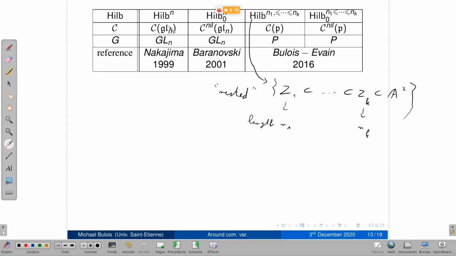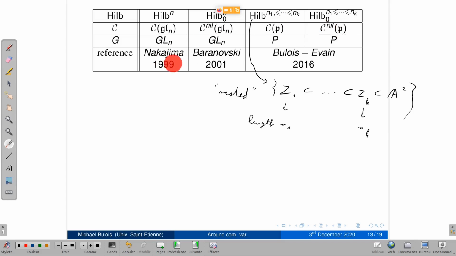And there is a relation between the Hilbert scheme and the commuting varieties. So here the classical Hilbert scheme is linked with the commuting varieties of matrices. When you ask for the local Hilbert scheme supported at 0, you get nilpotent elements. If you have the nested Hilbert scheme, you get the commuting variety of a parabolic. So here you can add nilpotent.